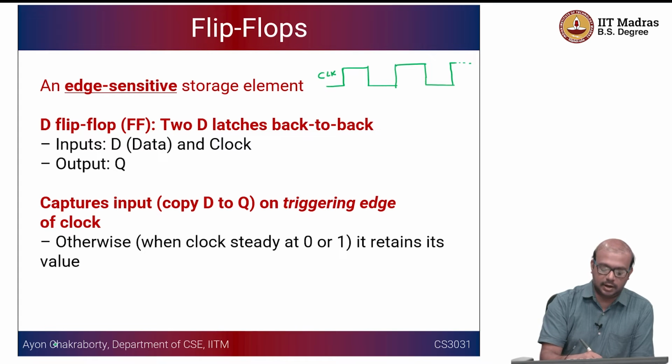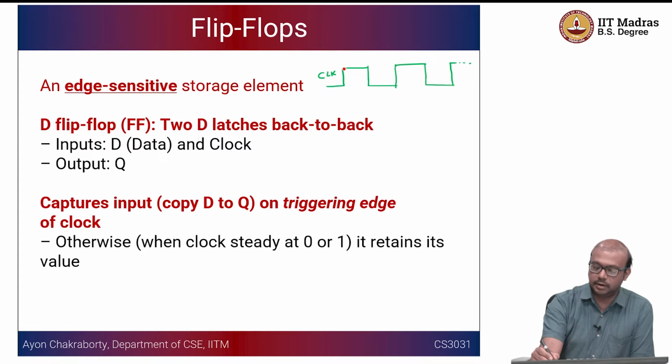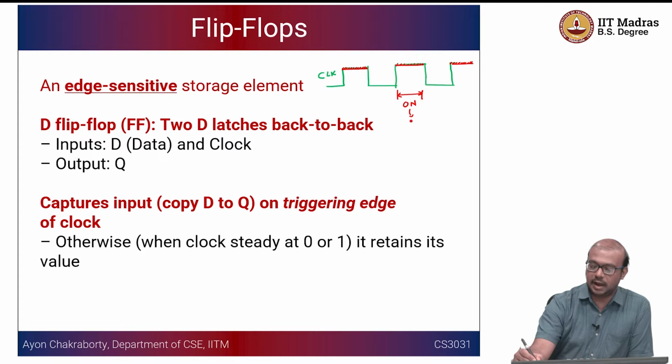So for a level triggered device, you are only going to be on for some specific periods of time. That is what I am marking in red, or this, or this. This entire period of time, this is going to be on. This is for a latch. So on, or write enable.